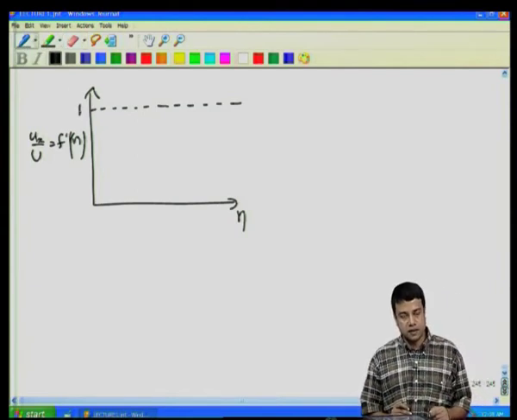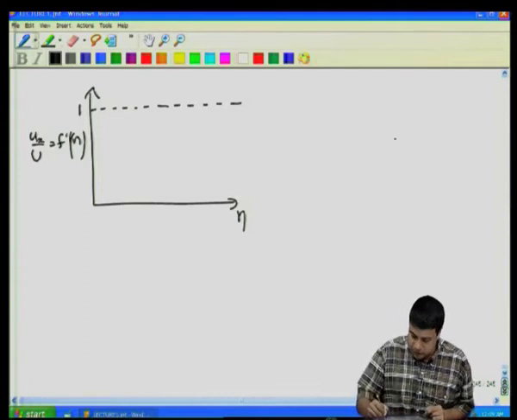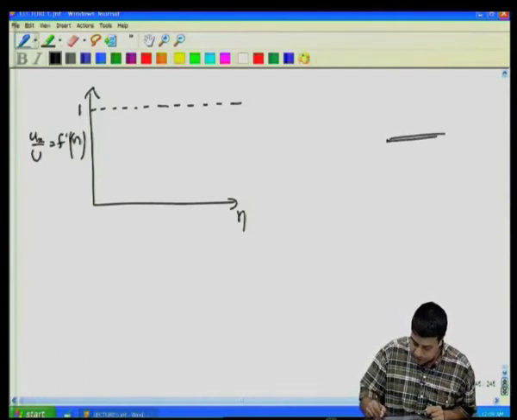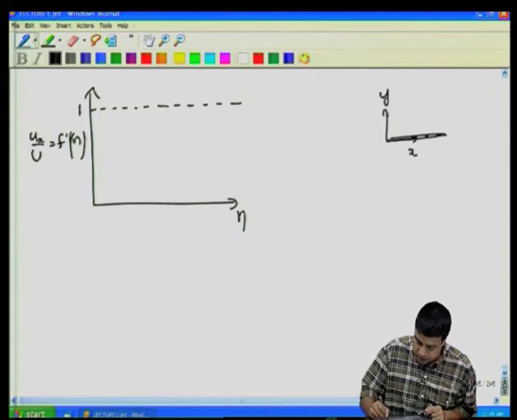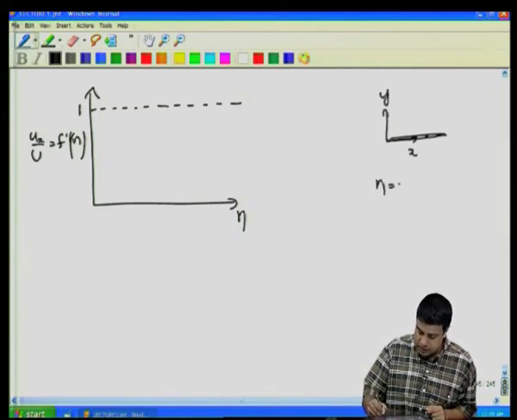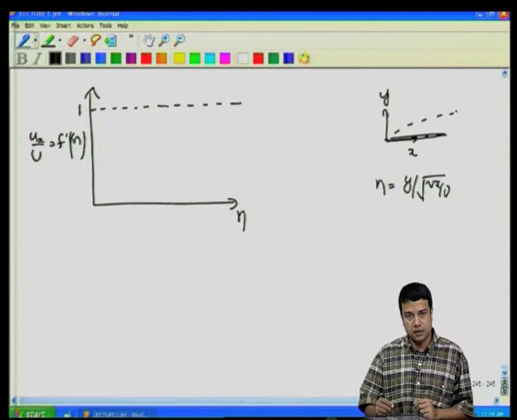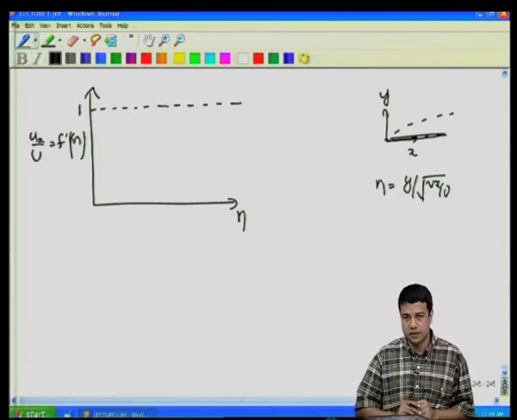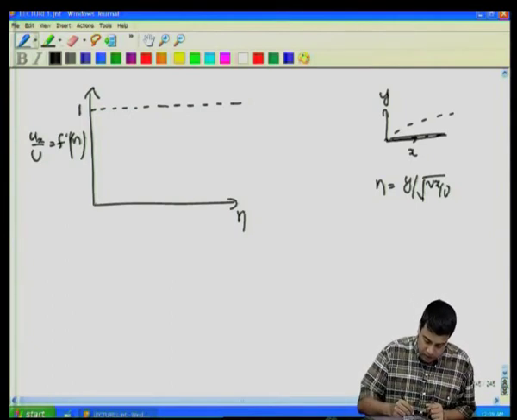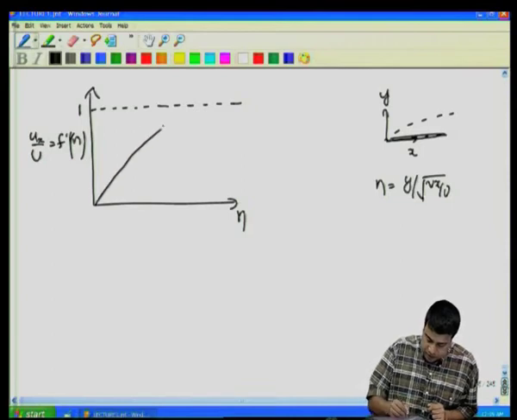At the eta is equal to 0, recall that I have this plate, this is x and this is y, and I am plotting versus eta is equal to y by root of nu x by u. This is the boundary layer there. At the surface itself, u x has to go back to 0. So, the numerical solution gives you a solution that looks something like this.